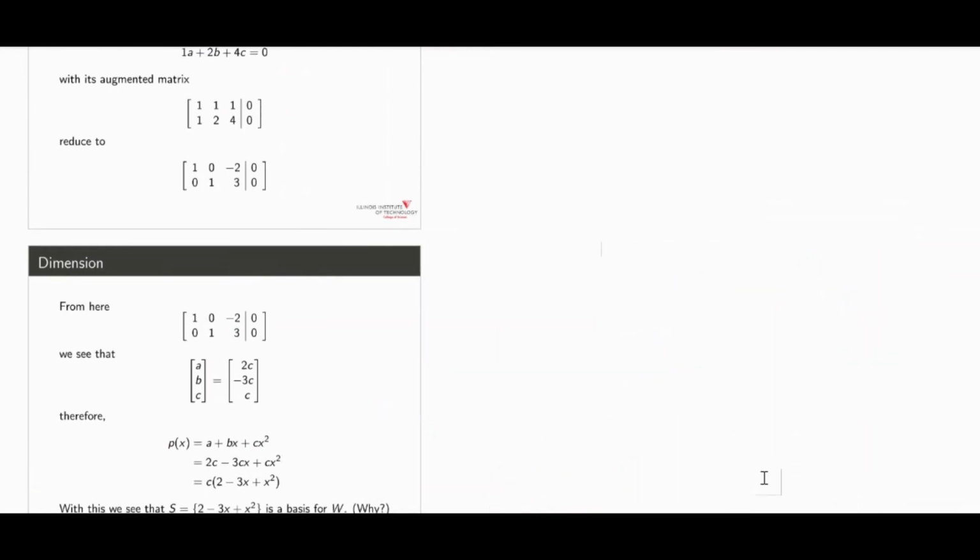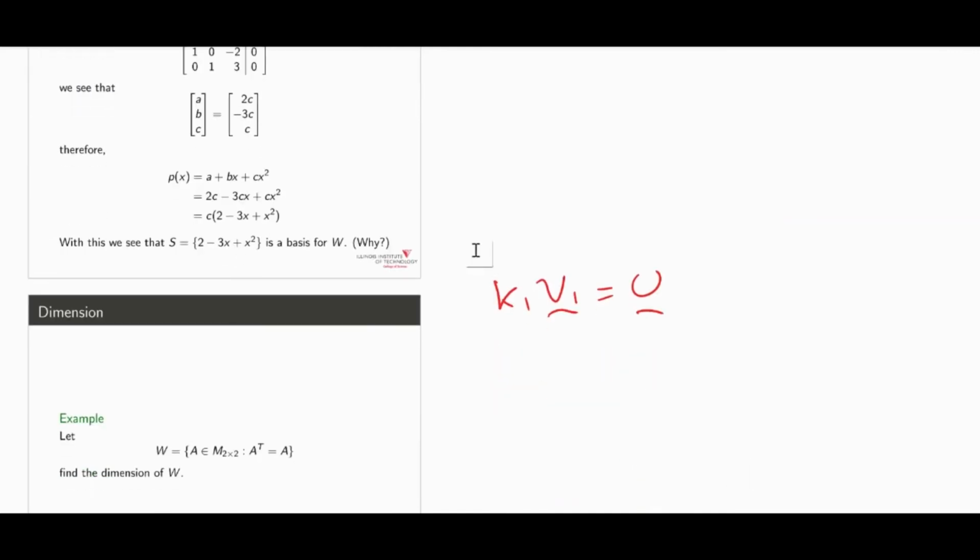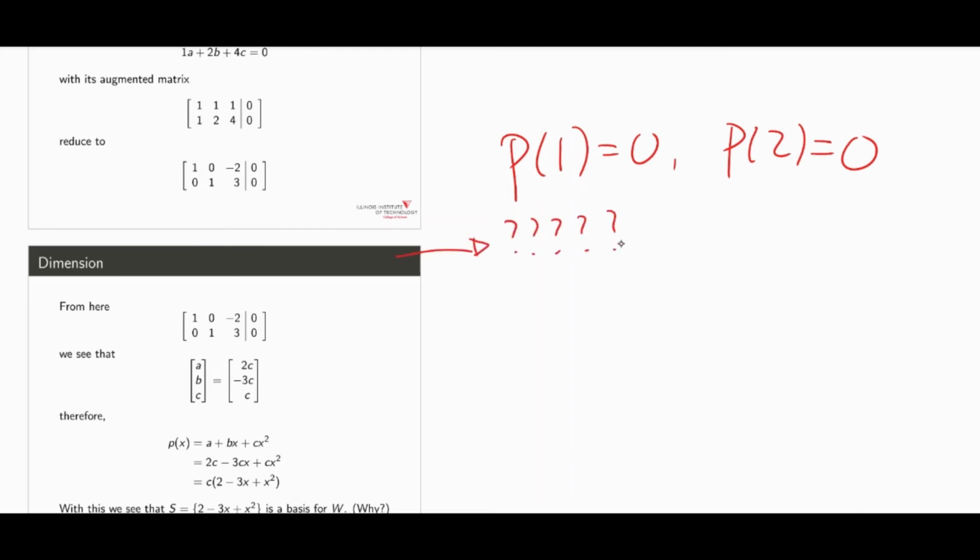So remember, we are looking for a polynomial of degree at most 2 that has p(1) equal to 0 and p(2) equal to 0. If I ask you to think about what kind of polynomial has that kind of property, and it also has to be at most degree 2, you realize that if you want p(1) equal to 0, then you must have this as a factor.